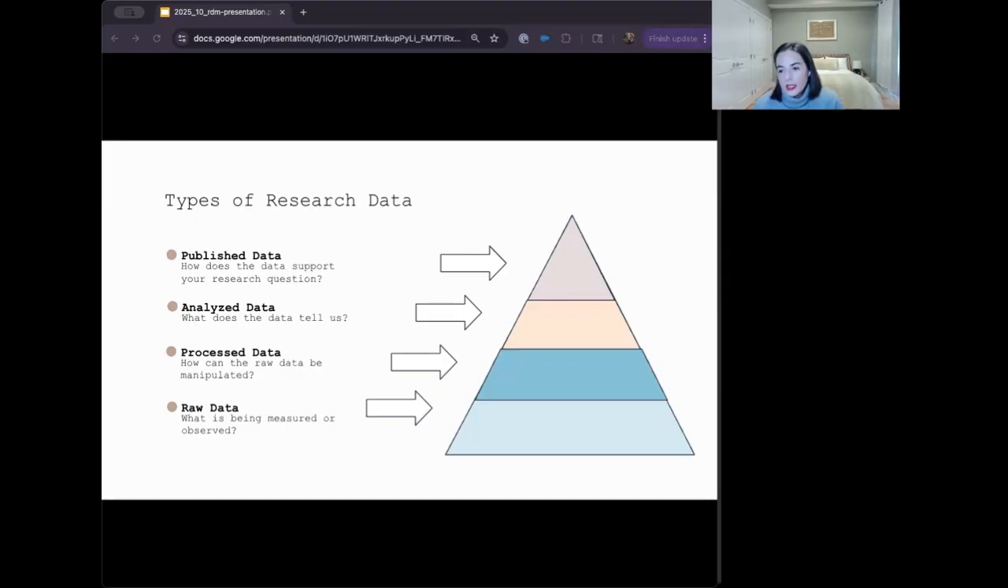So then we move into data analysis, which is the process of inspecting, cleansing, transforming, and modeling your data with the goal of discovering useful information and informing your conclusions and supporting your decision making. And then finally, data will be published alongside your scholarly work. In the last decade, it's become increasingly common for researchers to make their data available to others as part of their project completion.